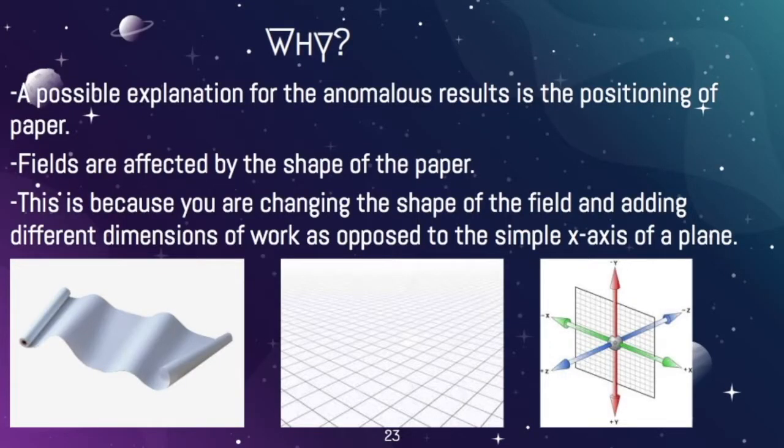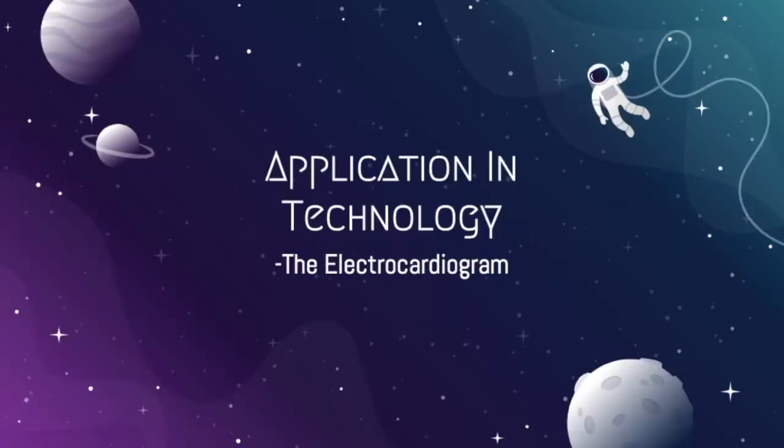Why? A possible explanation for the anomalous results is the positioning of the paper. Fields are affected by the shape of the paper. Therefore, if we have paper positioned like the bottom left, it can distort the shape of the field, adding different dimensions of work as opposed to the simple x-axis of a plane.